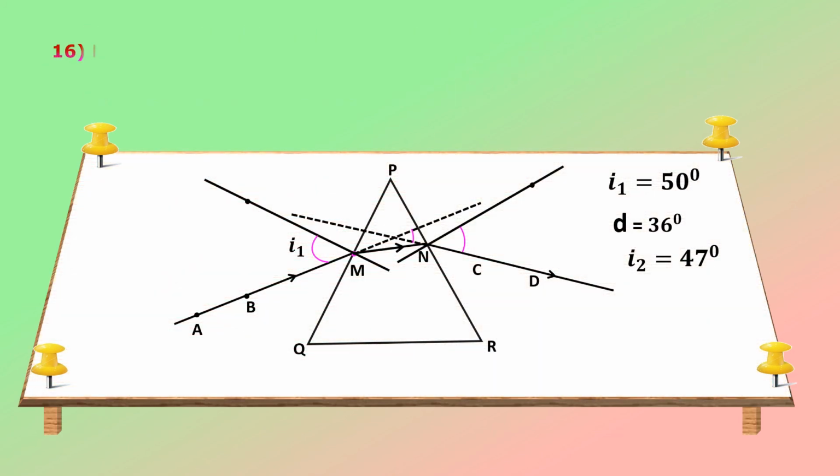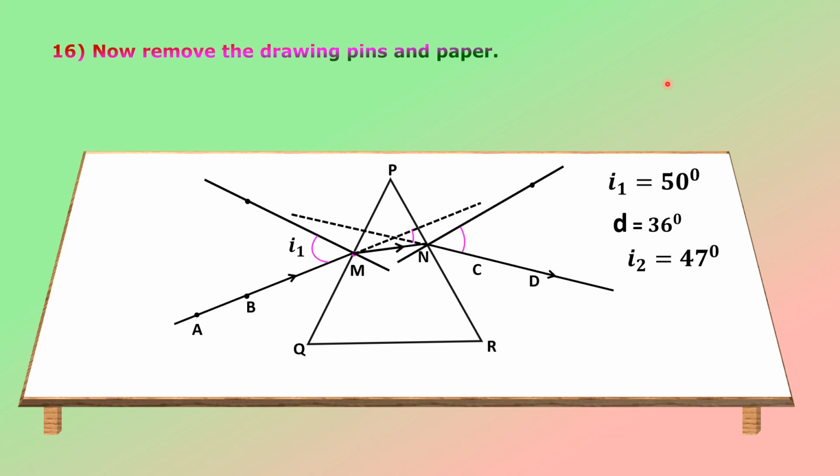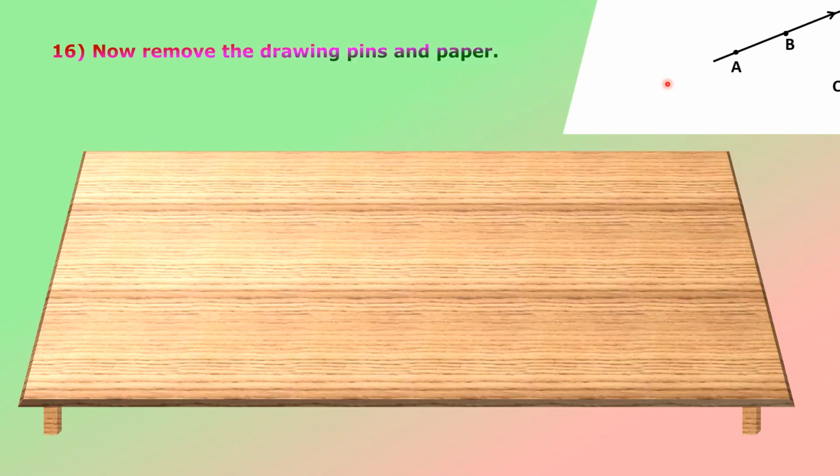Now remove the drawing pins and the paper. So this is the fourth case. So 4 readings I have taken so far. Next, case 5. In this case, I am going to take the angle of incidence as 55 degrees.